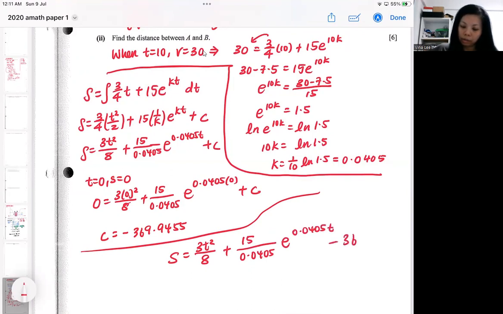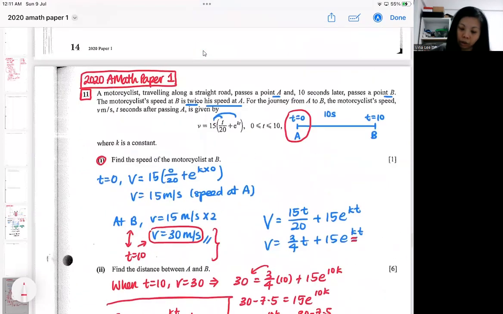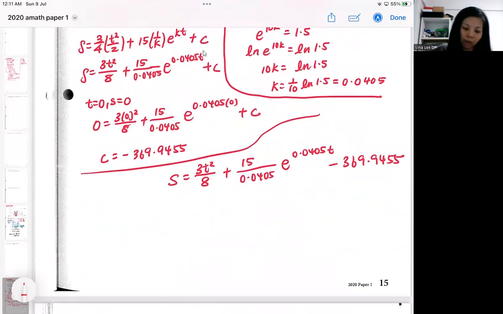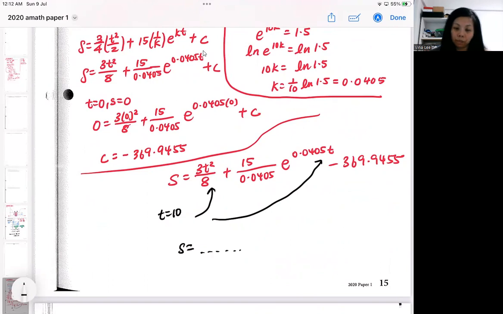They put in the constant. So that will be your displacement formula. Then the next thing is, they say the distance between A and B is along a straight road, meaning there's no turning. So what you can do is, you just simply plug in t equal to 10, and then punch the calculator to see what you get. Punching the calculator very carefully, if nothing goes wrong, you will be getting something like this.